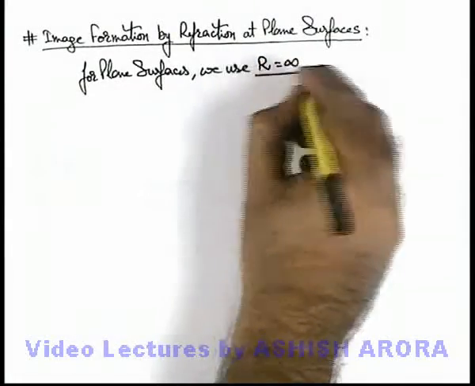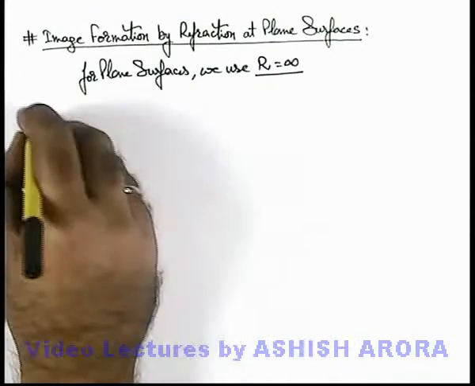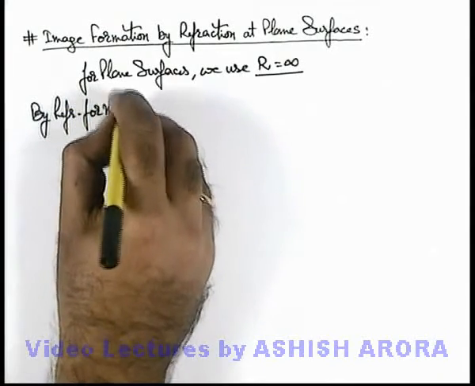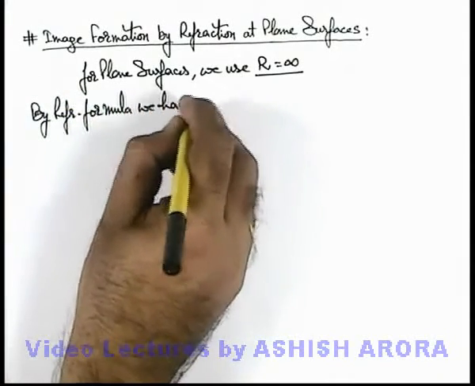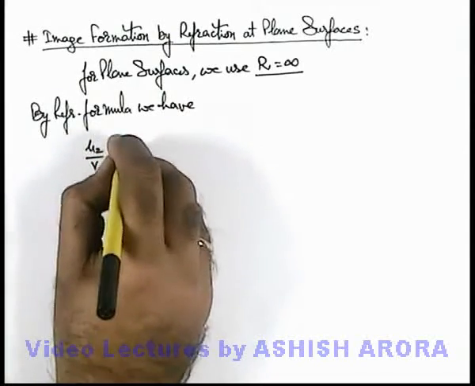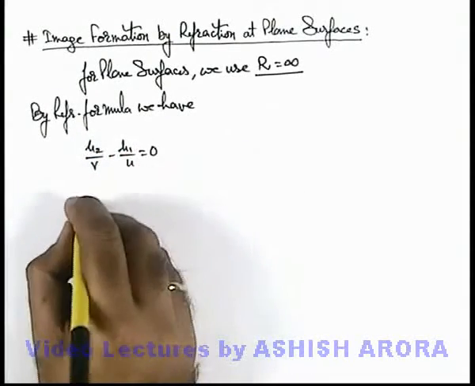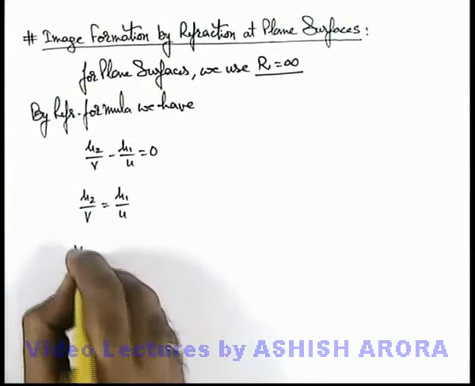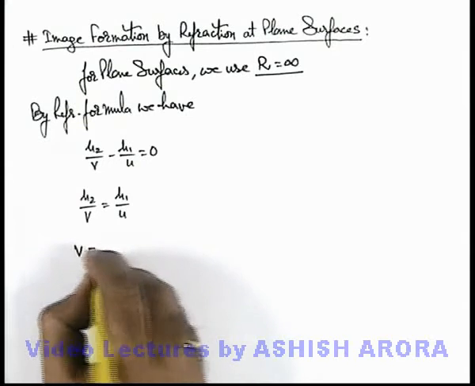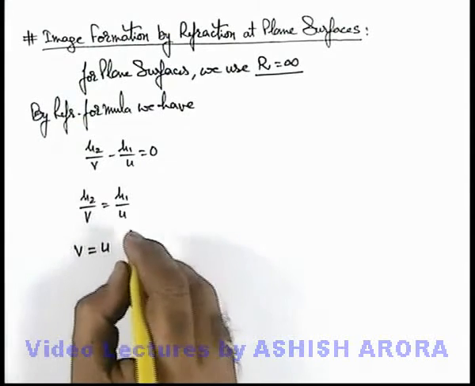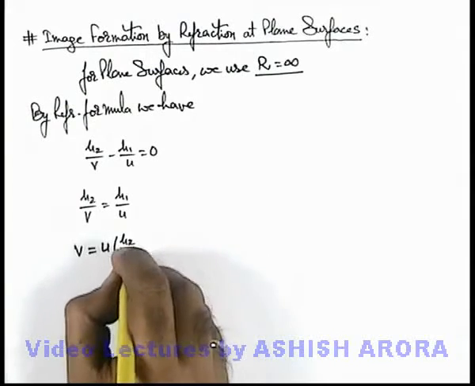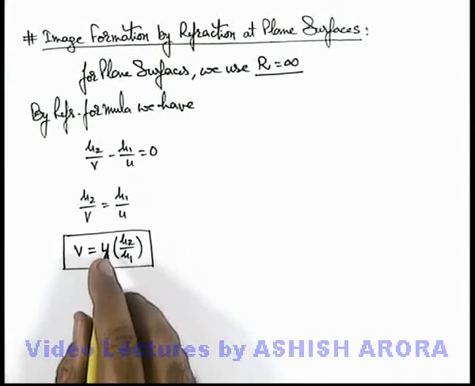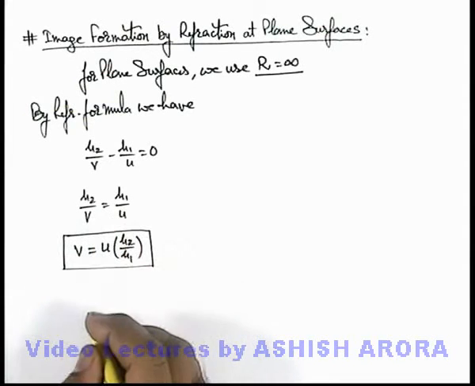Now if the radius of curvature of a surface is infinite, we can write by refraction formula mu2 by v minus mu1 by u is equals to 0, or we can write mu2 by v is equals to mu1 by u. Or image location, here we can calculate by using just the rearrangement as v equals u multiplied by mu2 by mu1. This is the relation we use for image location by using refraction at plane surfaces.